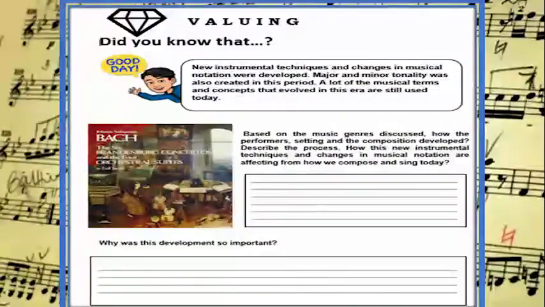And for the additional information, did you know that new instrumental techniques and changes in musical notation were developed? Major and minor tonality was also created in this period. A lot of the musical terms and concepts that evolved in this era are still used today. Based on the music genre discussed, how did the performers, setting, and the composition develop? Describe the process, how these new instrumental techniques and changes in musical notation are affecting how we compose and sing today. Why was this development so important?